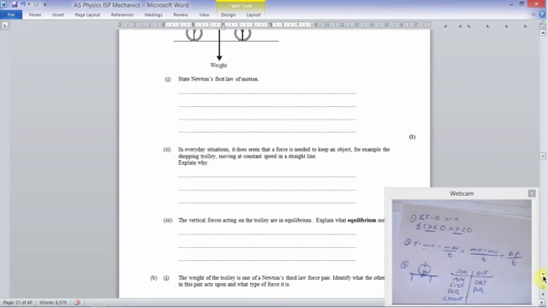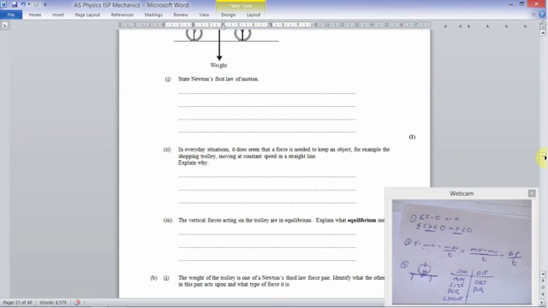In everyday situations, it does not seem that a force is needed to keep an object, for example the shopping trolley, moving at constant speed in a straight line. Explain why. Well, it's the idea of resistive forces, and the fact that resistive forces are small. If they're small, then it just seems like things can roll on forever, so it seems like a force is not required. What we're constantly having to battle against are these resistive forces, so that's why it seems that a force is needed to keep things moving.